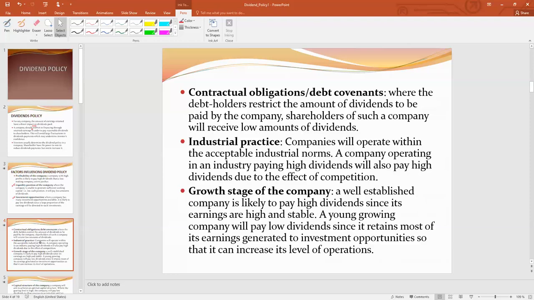So one of the ways that the debt holders can attempt to protect their interest, what is the debt holder's interest in the company? It is for them to be paid the interest and to be paid the principal. That is a major concern for debt holders. So you can have a scenario where the debt holder can tell the company, we are going to give you this $1 million that you want.